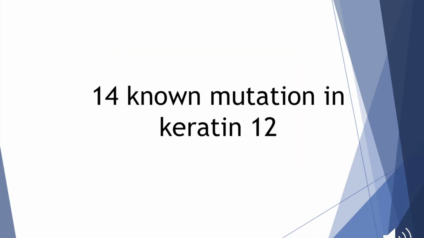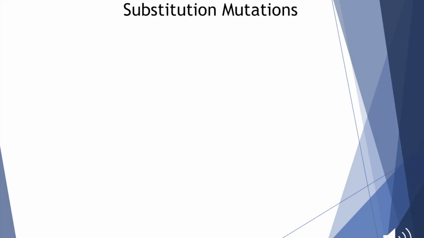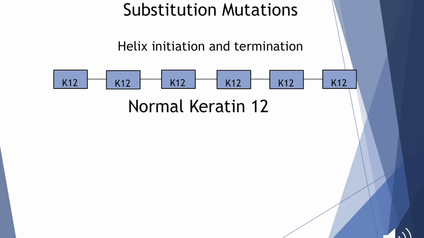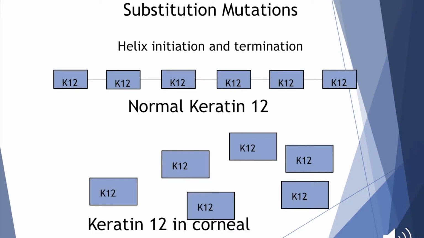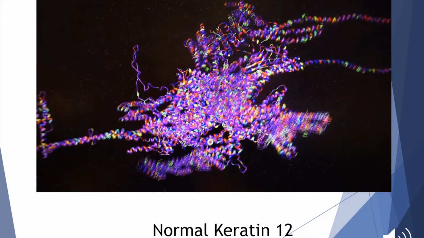In patients with corneal dystrophy, there is evidence of 14 mutations in the Keratin 12 gene, 10 of which are substitution mutations identified in helix initiation and 4 in helix termination. Such motifs are important for intermediate filament formation and assembly, as they determine intermolecular interactions which will influence protein folding.